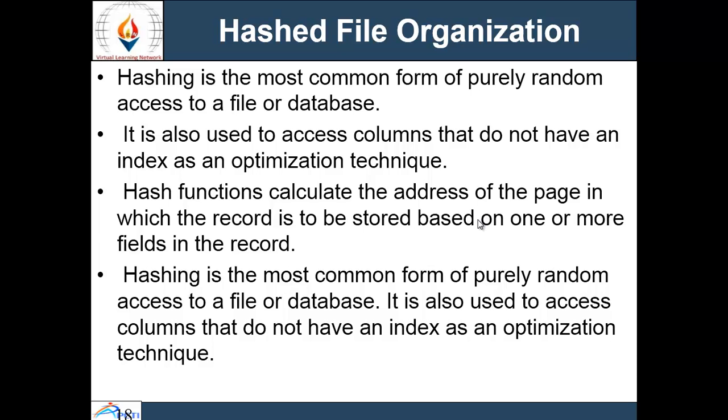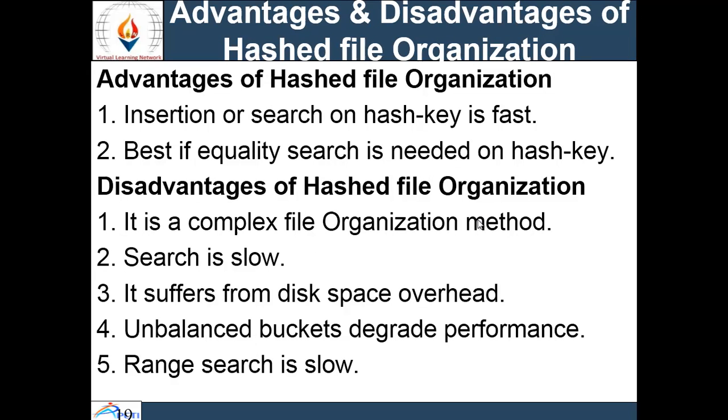Now, there are some advantages of using the hash file organization. It is a good storage structure when tuples are retrieved based on an exact match on the hash key value, and particularly if the access to records is random. For example, if the student relation is hashed on name, then the retrieval of the tuple with name equal to ABC is efficient. It means insertion or searching on the hash key is fast, and it is best if equality search is needed on the hash.